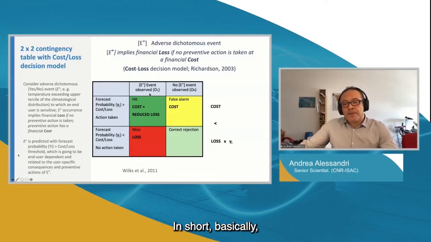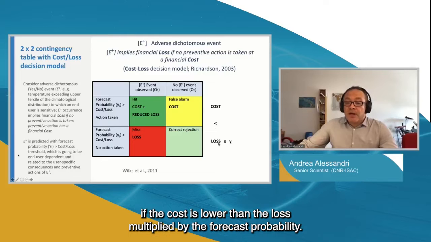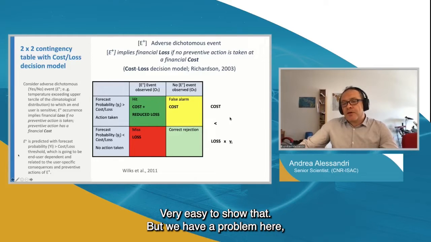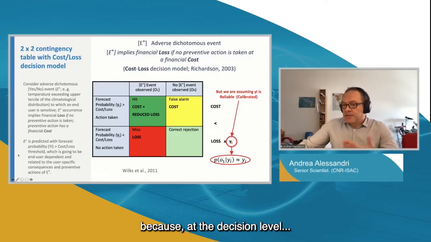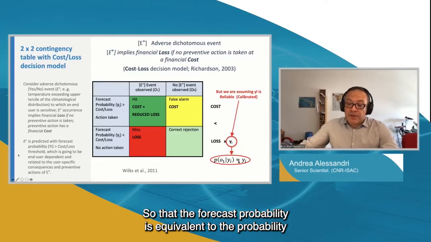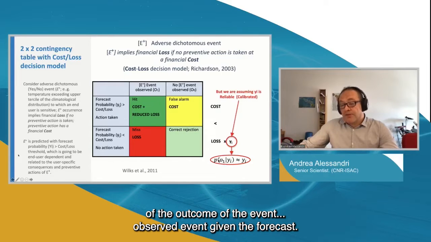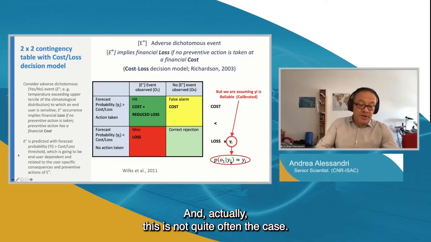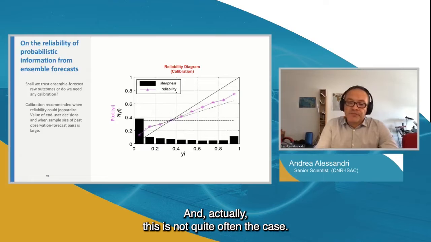In short, we can easily show that the preventive action is convenient for the user if the cost is lower than the loss multiplied by the forecast probability. Very easy to show that, but we have a problem here, because at the decision-making level we are assuming that the probability is reliable and calibrated, so that the forecast probability is equivalent to the probability of the observed event given the forecast. And actually, this is quite often not the case.